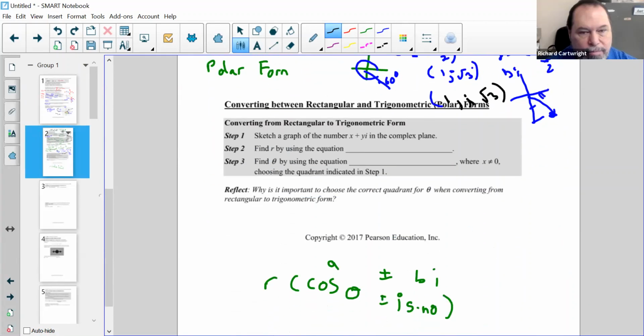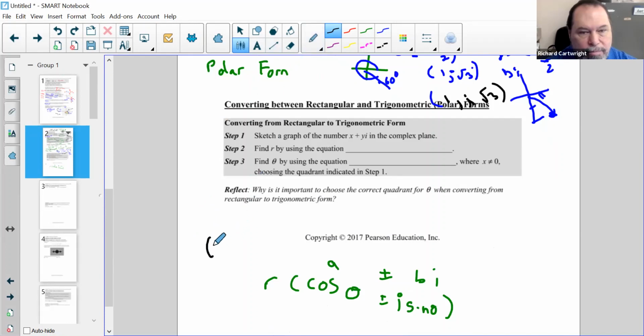All right, do we have some notes to fill in here? We always got notes to fill in, right? What are the steps for converting rectangular to trigonometric form? Okay, that means this. That means if I have a vector, why does my pen keep disappearing on me?